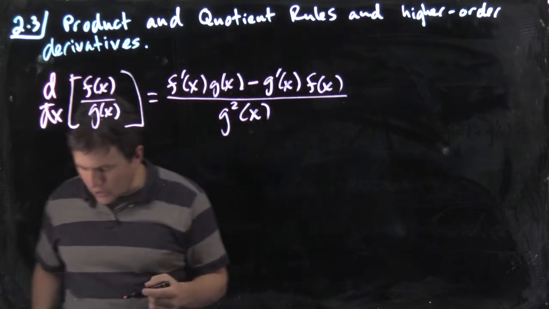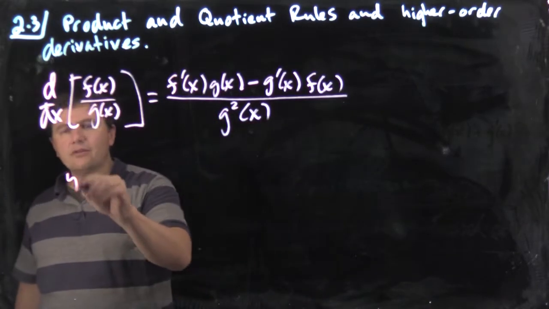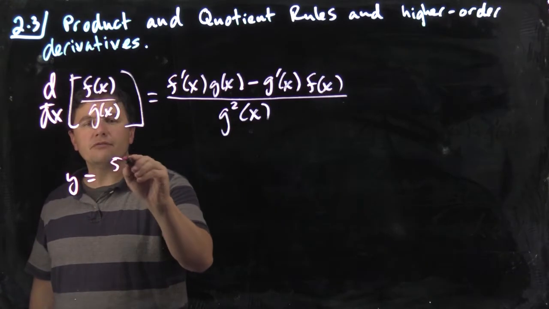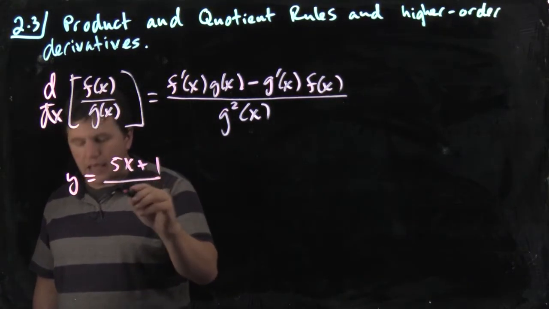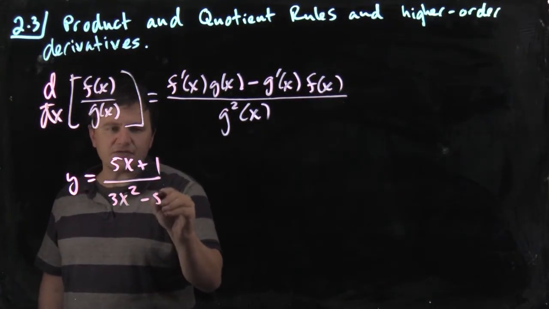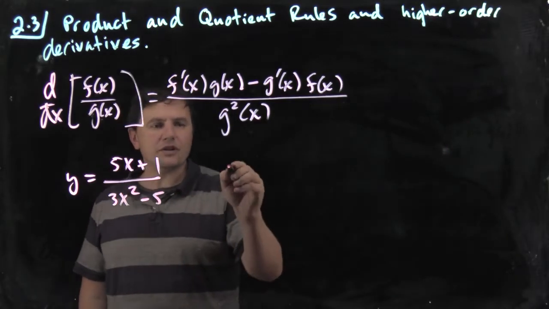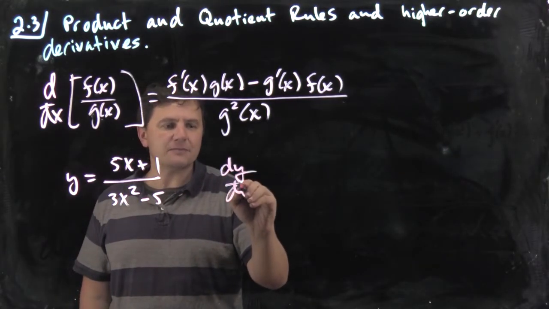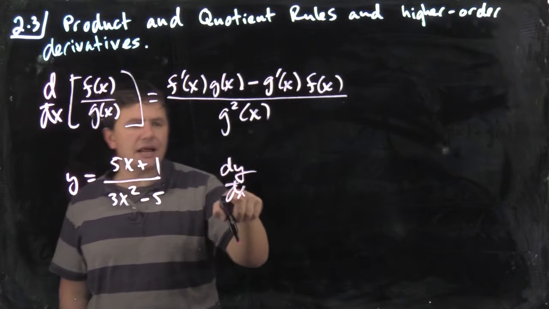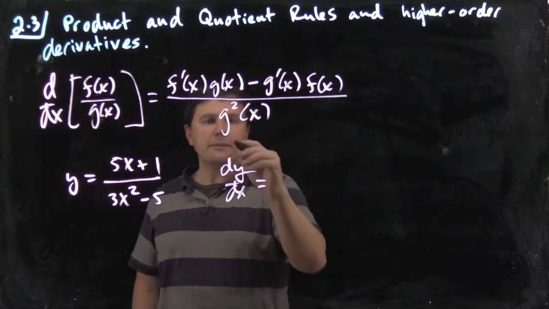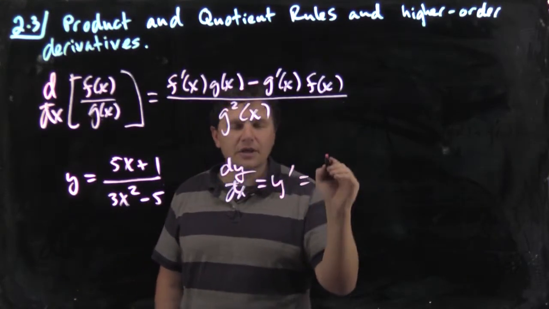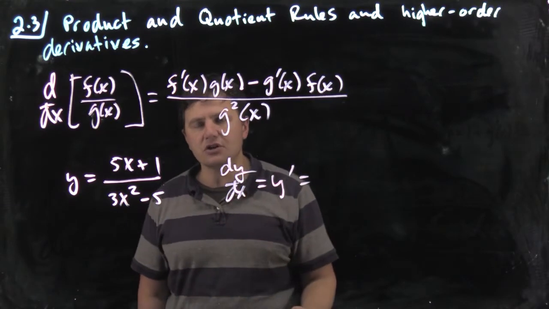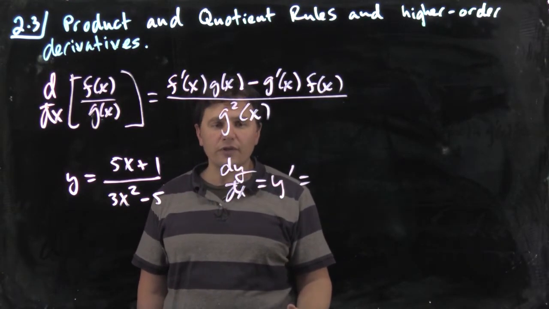Okay, so what is that going to look like? Let's say I have the function (5x plus 1) over (3x squared minus 5). If I take the derivative of that, dy over dx, by the way, just different notation, and I'm going to talk about where this notation comes from. It means exactly the same thing as y prime, but this is a notation you're going to start seeing, and I want you to be comfortable with it.